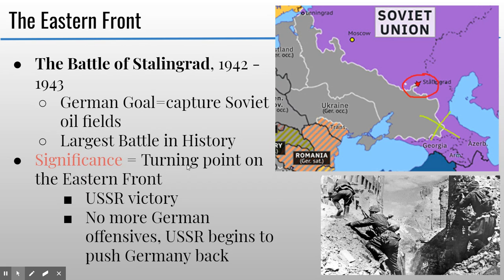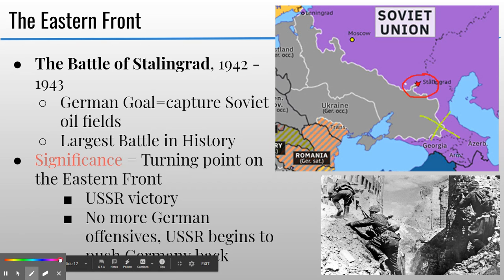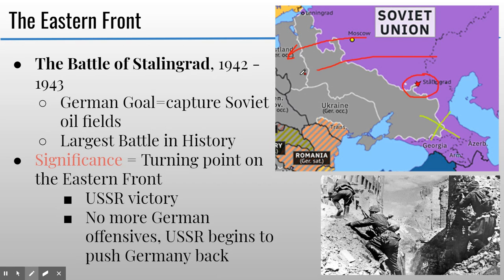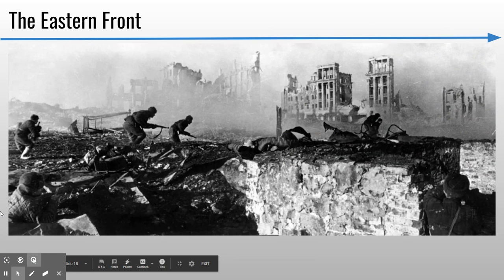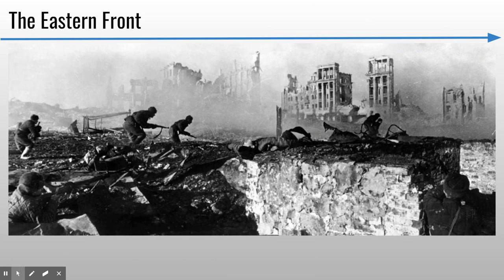So while D-Day was the turning point on the Western Front, Stalingrad is on the Eastern Front. It ends in a USSR victory, and this means no more German offensives on the Eastern Front. After this, instead of the Germans attacking the Soviet Union, it is going to be the Soviet Union now pushing the Germans back and attacking the Germans until their defeat in 1945. You can just see the characteristics of Stalingrad here. The entire city is pretty much leveled by the end of the battle. They're fighting over effectively nothing.